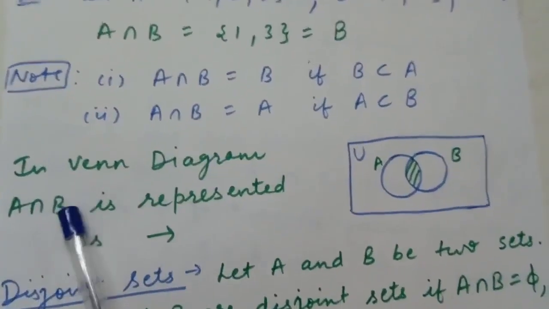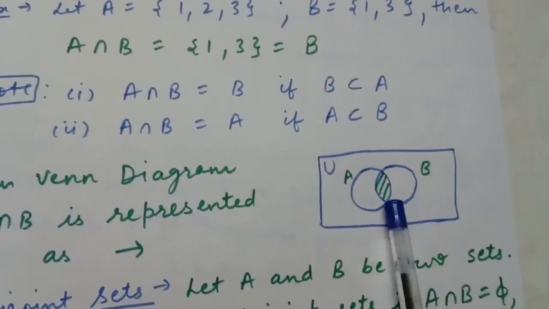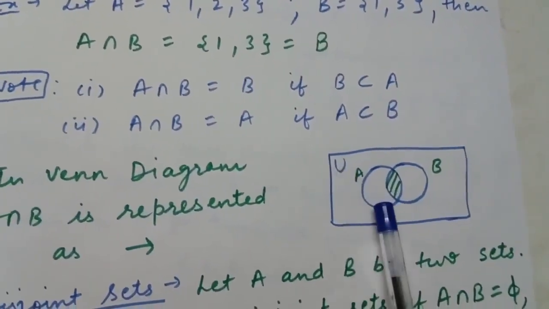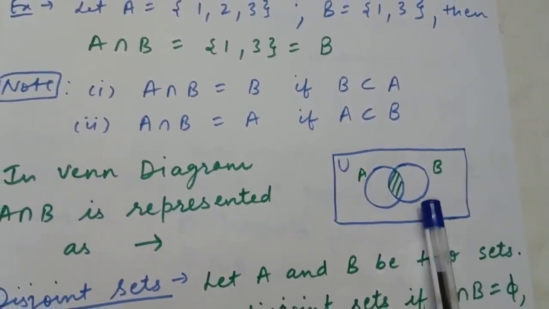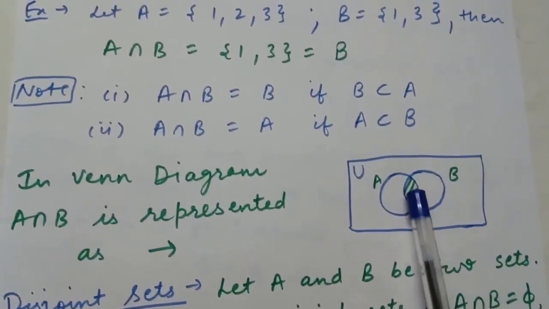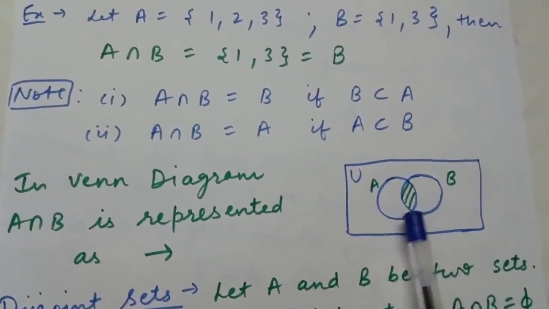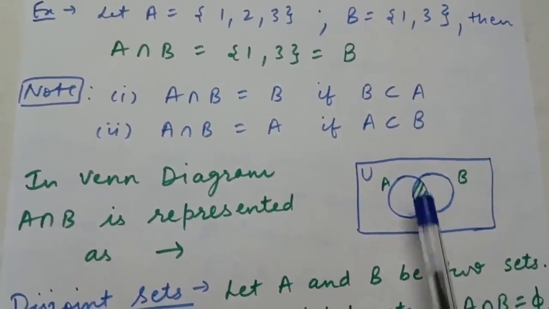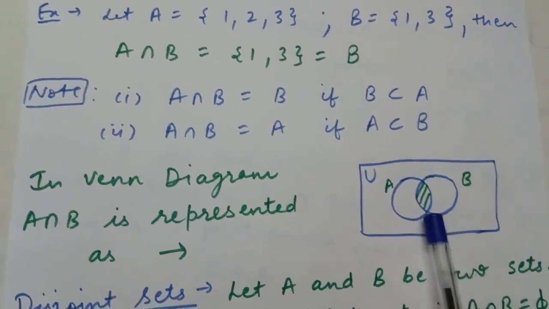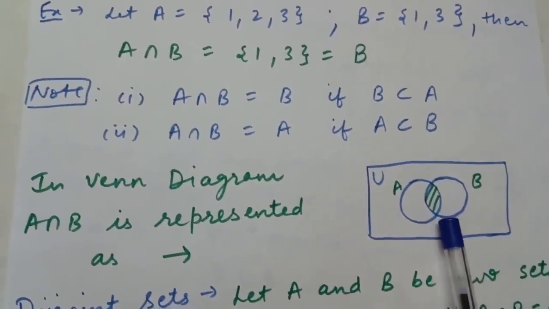In a Venn diagram, A intersection B is represented as this. This is the universal set. This is the set A. This is the set B. And the shaded portion, that is the common part which is included in both sets A and B. This is the common part of the sets A and B. So this is the intersection of A and B.